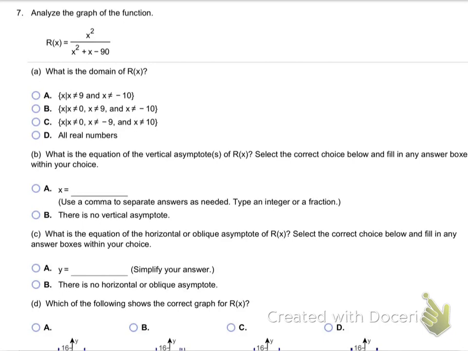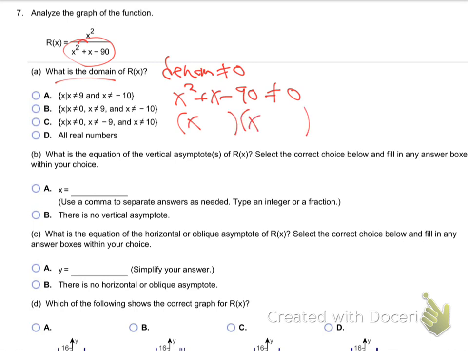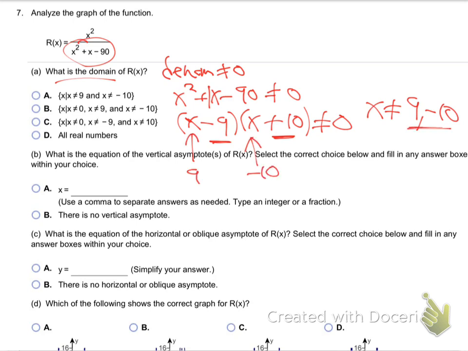Okay, number 7. First off, they want the domain. How do we find the domain? Denominator cannot be 0, so grab that denominator. X squared plus x minus 90 can't be 0. So 9 and 10. Plus 10 minus 9, right? Because you got to get plus 1 in the middle. The plus 10 minus 9 can't be 0. So then x cannot be positive 9 or negative 10, right? What'll make that 0 is 9. What'll make that 0 is negative 10. So there's our answers, 9 and negative 10. So B, x cannot equal 9 or negative 10.